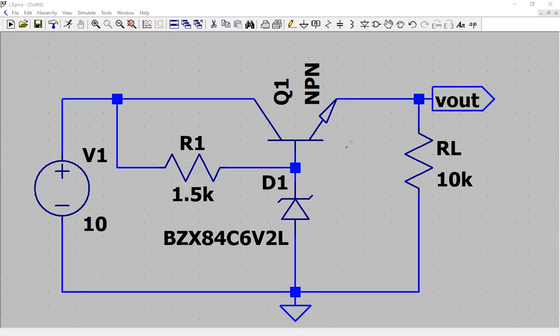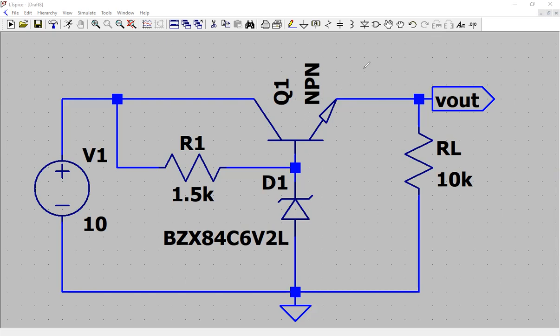Hello. So from our previous tutorial module on voltage regulator, in this module, we continue our discussion and we are going to see the analysis of this regulator circuit and a simulation of this regulator circuit.